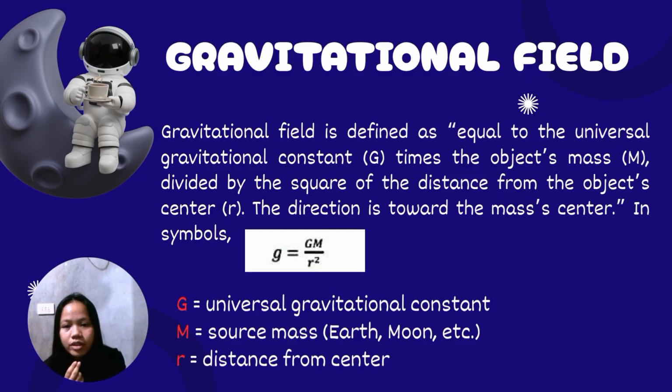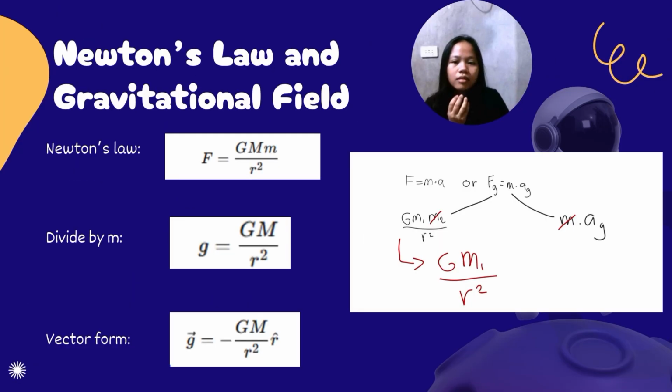In symbols, we have g is equal to capital G multiplied by capital M all over R squared, where G is our universal gravitational constant, which we talked about earlier, and the M is the source mass. It can be Earth, Moon, satellites, and so on. And the R, just like earlier, is the distance between the centers. So as you can see here, the formula for gravitational field is derived from the formula of gravitational force.